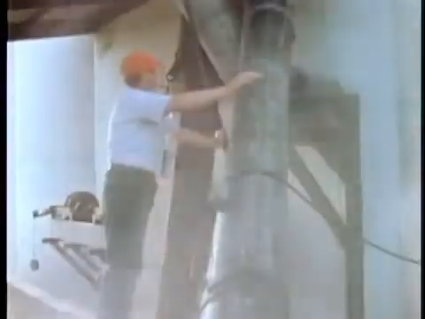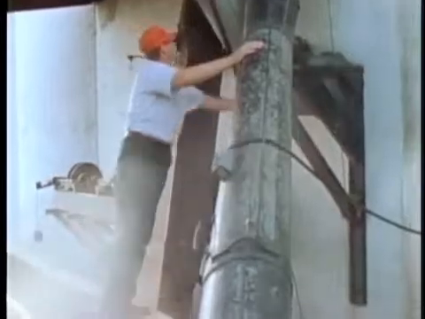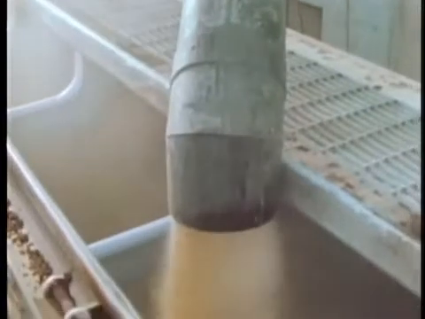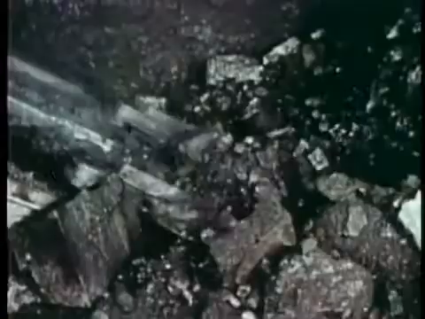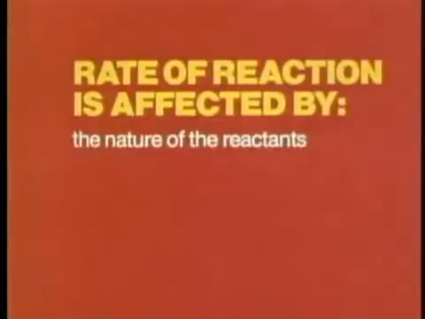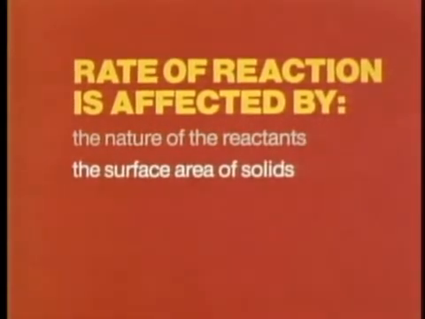Many solid substances that react slowly in large pieces react rapidly in the form of dust. Coal burns slowly, but coal dust burns explosively. Which leads us to a second factor affecting reaction rates: the surface area of solids.